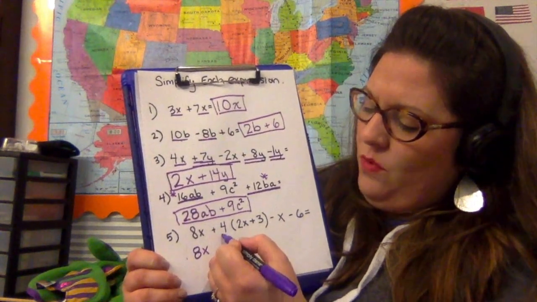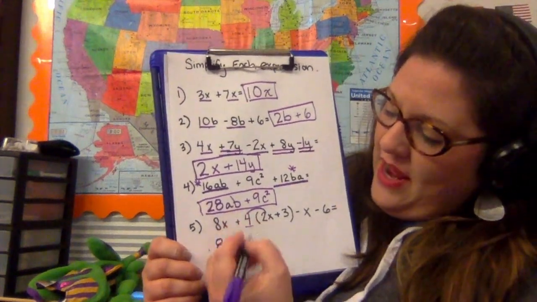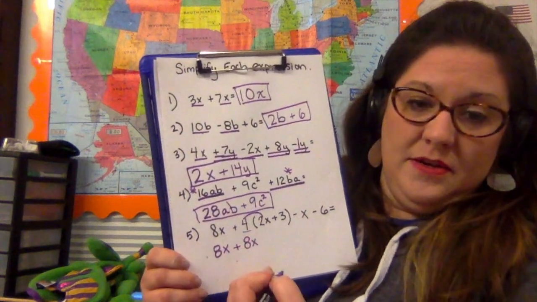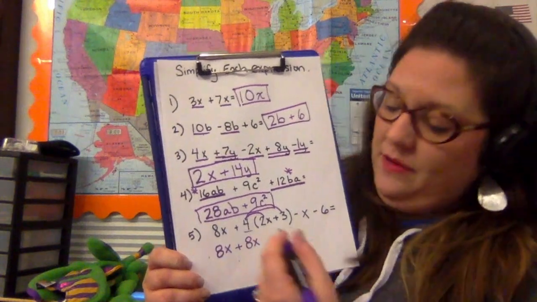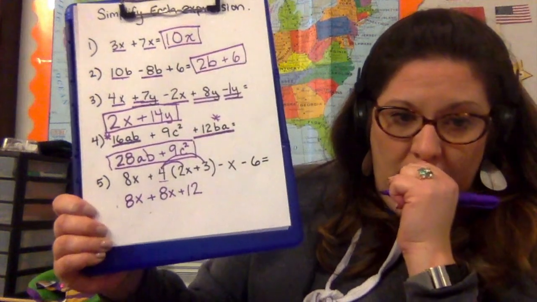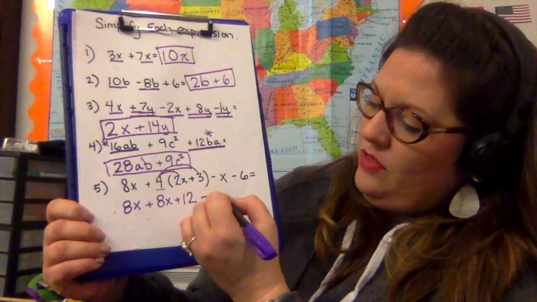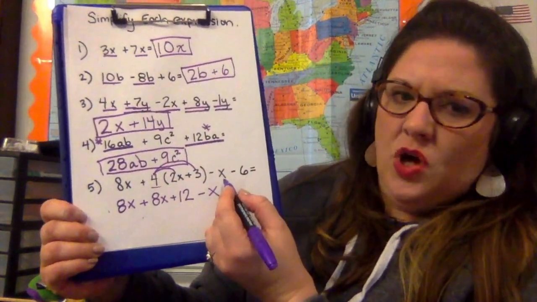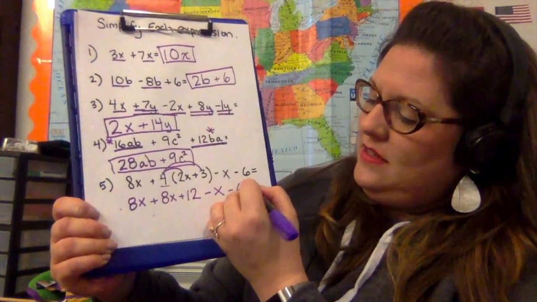I'm going to take this 4 and distribute it. So what is 4 times 2x? It is 8x. Then I'm going to distribute the 4 to the 3. What is 4 times 3? It is positive 12. Then I'm going to bring down the rest of this expression that's after the parentheses. I don't distribute the 4 here because minus x was not in the parentheses. So minus x minus 6.